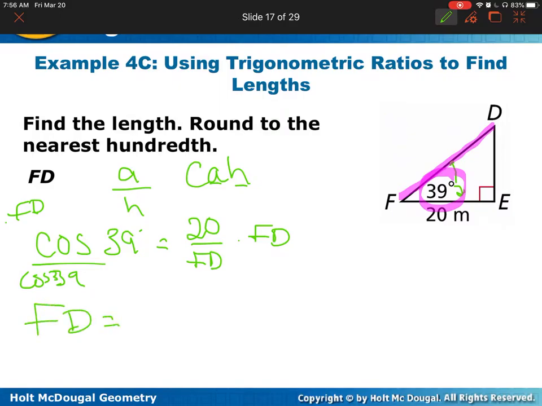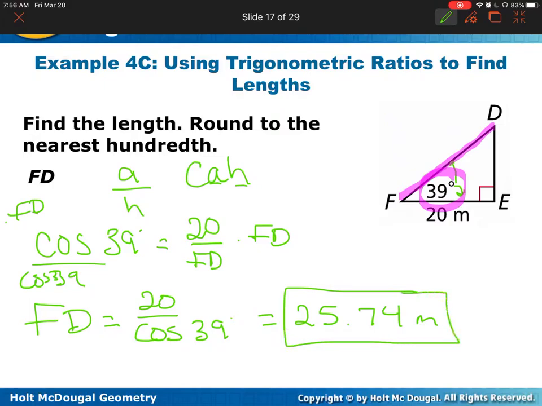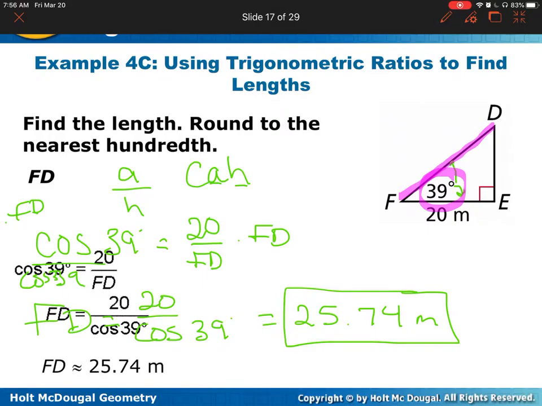So FD equals 20 divided by the cosine of 39 degrees. And when we solve that out, we get 25.74 meters. So hopefully that made sense. I know I went through that really fast with you guys, but hopefully it made sense.